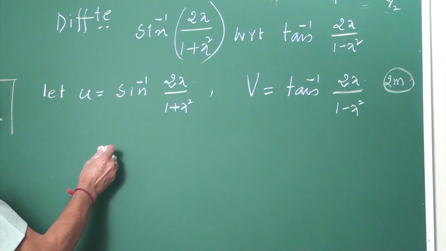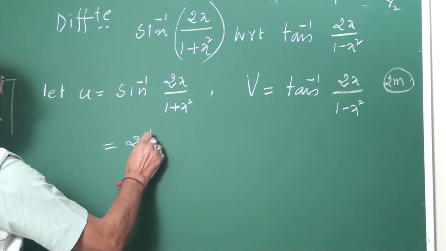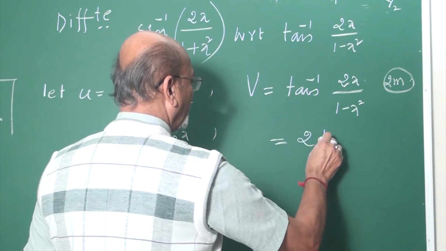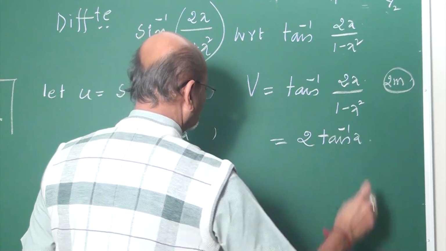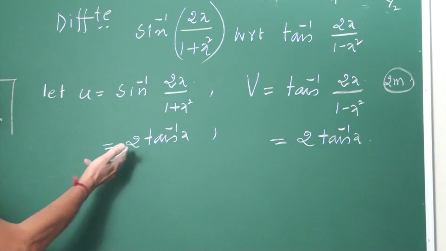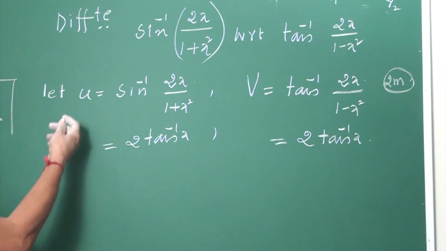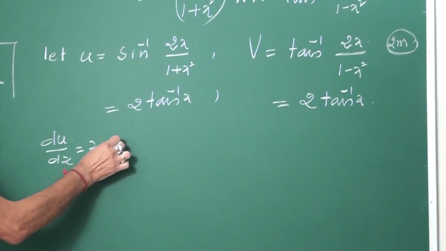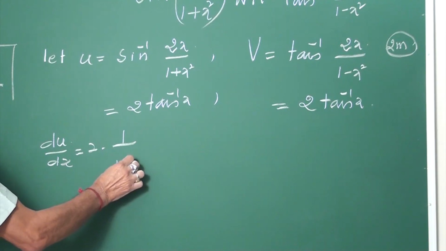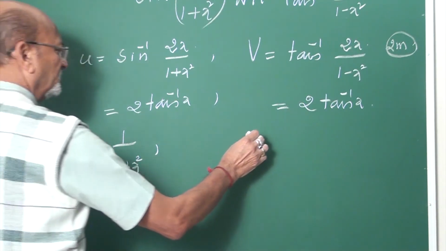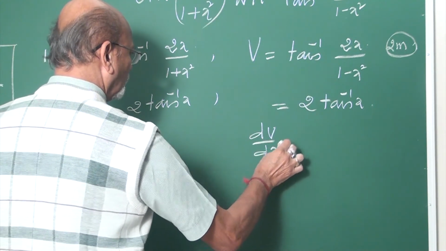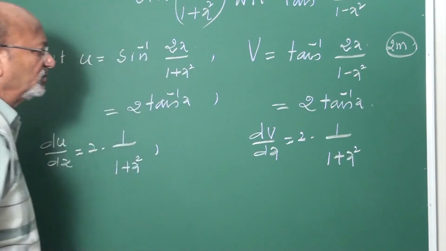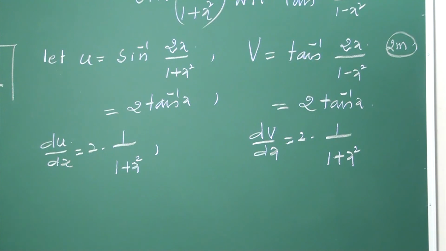Then we know what this is. It is 2 tan inverse x. We know what this is. It is also 2 tan inverse x. Then you know what du by dv is. This cancels with that, means 1 itself. Yes, my friend. Du by dx is 2 into the derivative of tan inverse, which is 1 upon 1 plus x square. Dv by dx is 2 into 1 upon 1 plus x square. Derivative of tan inverse x.